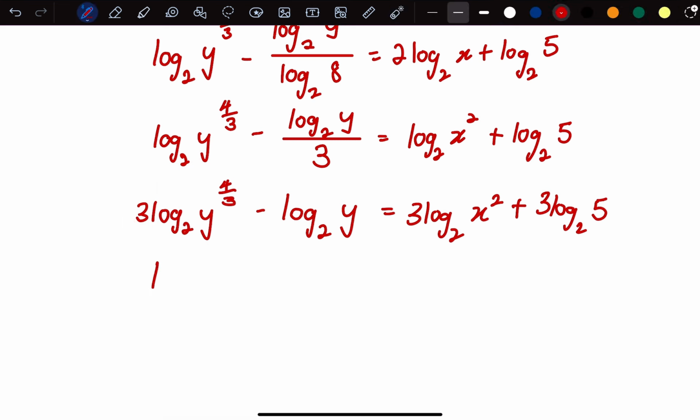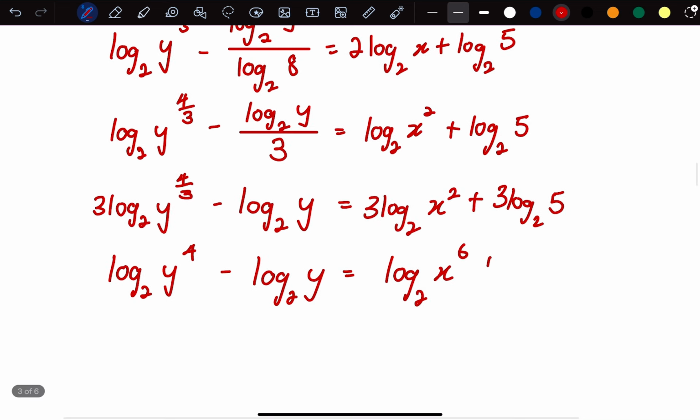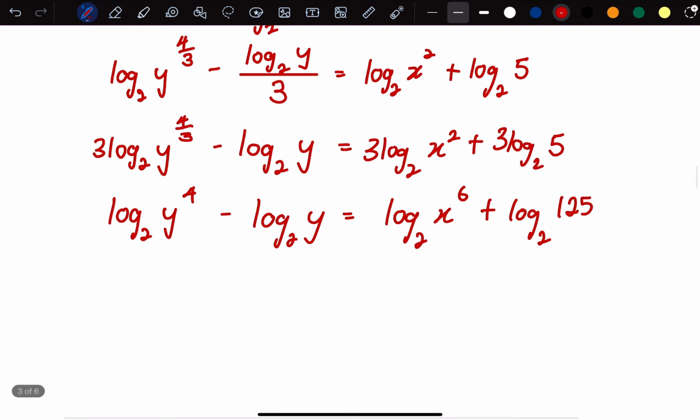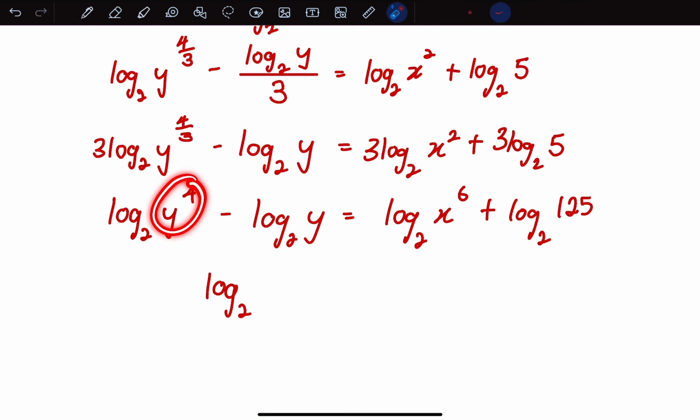This will become log base 2 y to the power 4 minus log base 2 y equals log base 2 x to the power 6 plus log base 2 5 to the power 3, which is 125. Okay, then next step I can combine using the addition and subtraction laws. Over here, log base 2 y to the power 4 minus log base 2 y is simply log base 2 of y to the power 4 divided by y, which will give me y cubed equals to, now this is an add, which means I multiply these two terms together.